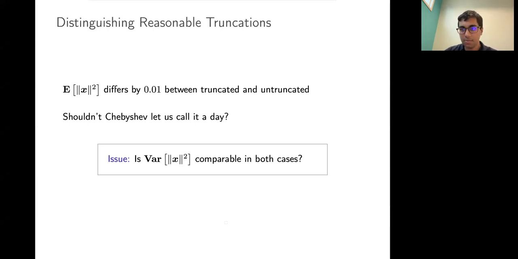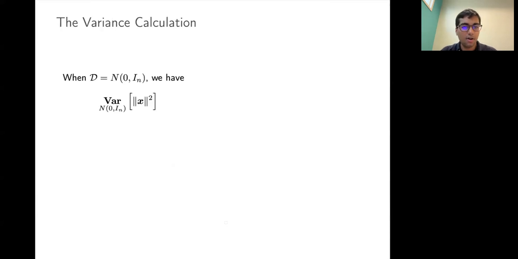And so let's actually see what the variance is. The variance of the squared norm of samples in the untruncated setting is just the variance of a draw from the chi-squared distribution. It's a one-line calculation, but if you're like me, you pull up Wikipedia, and this is linear in n, so it's 3n. So in the untruncated setting, the variance of the statistic is 3n.